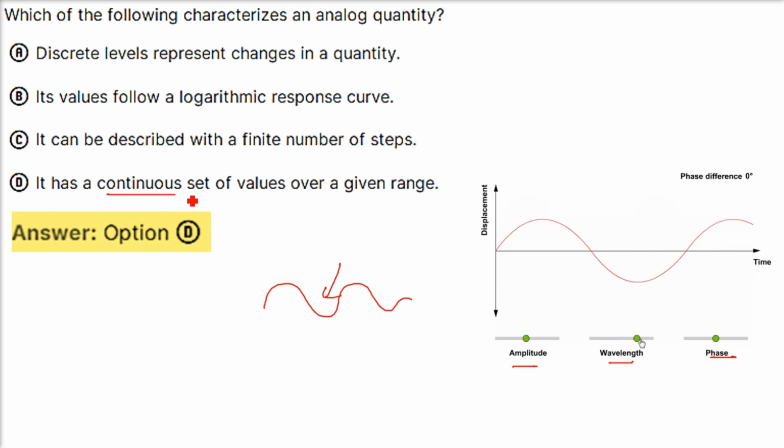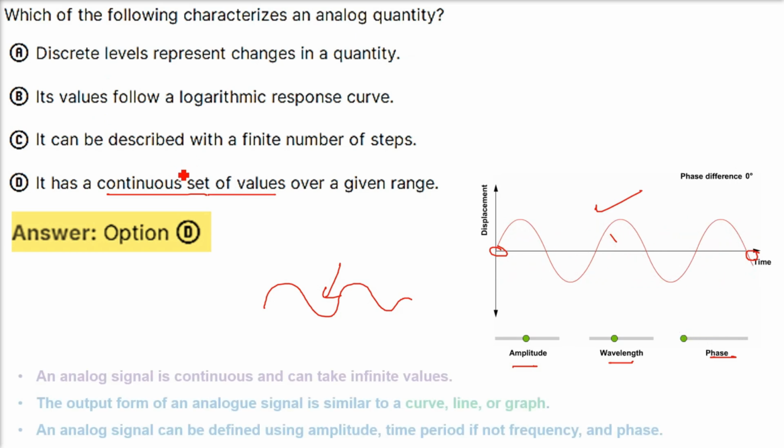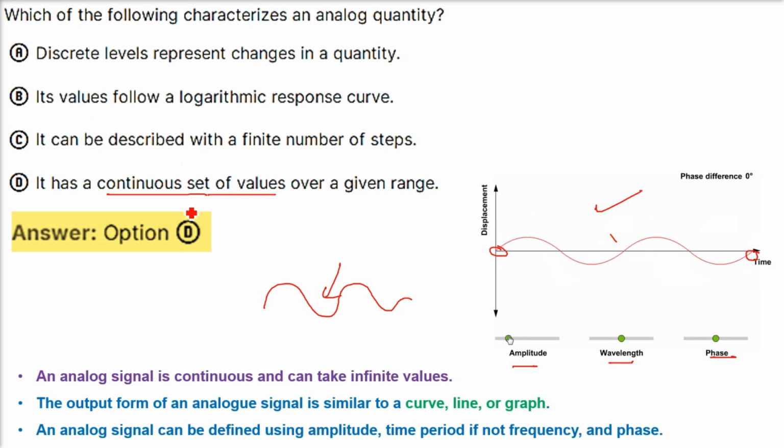See, analog quantity is different, analog signals are different. An analog quantity has a continuous set of values over a given range. So an analog signal is continuous, can take infinite values. It can be defined by amplitude, frequency and phase. And the curve can be anything. It has to be continuous only.